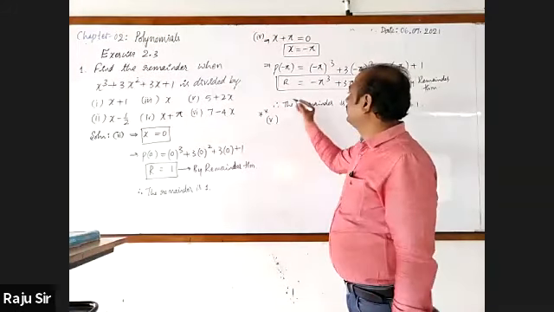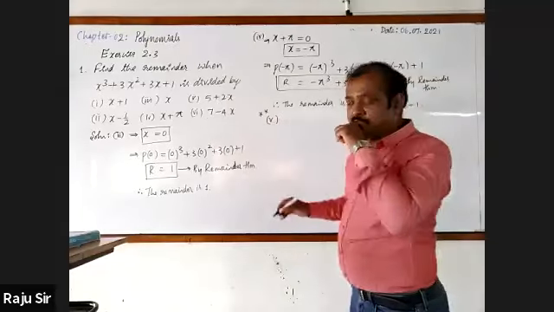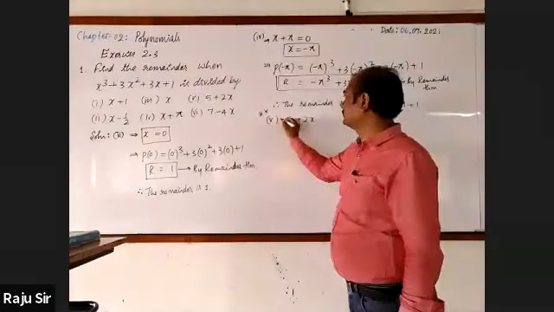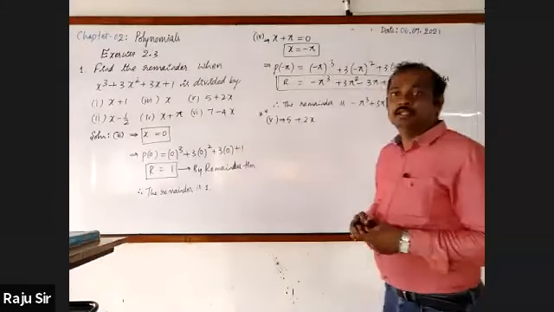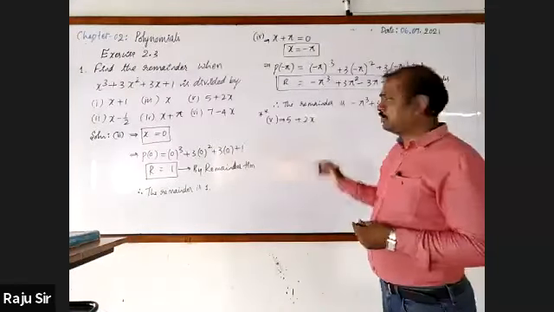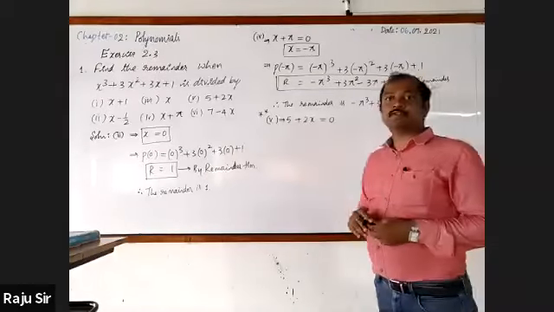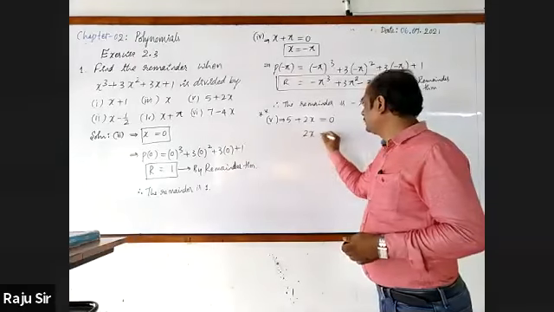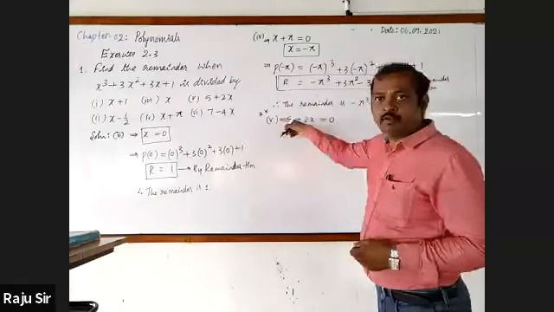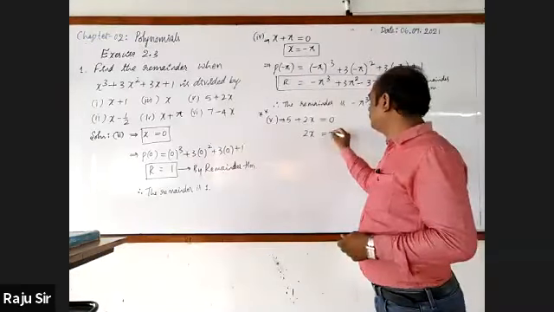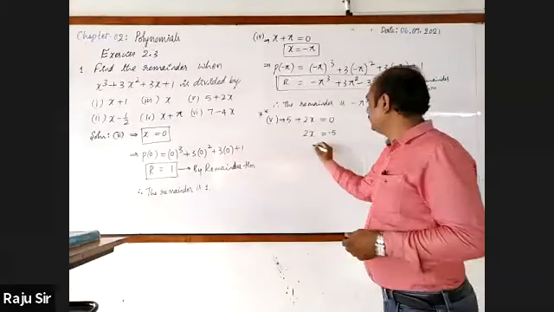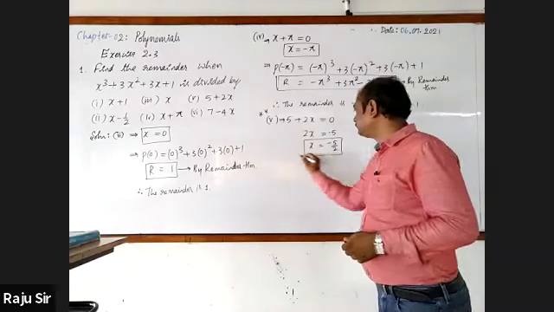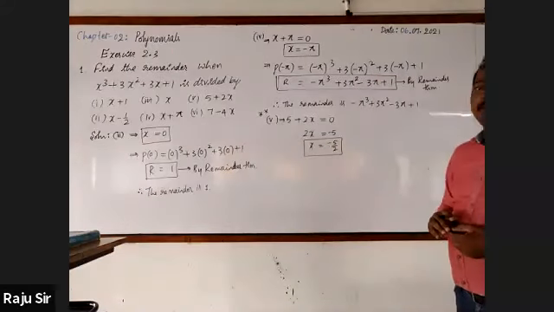Already tried. The fifth one is the divisor. It is 2x plus 5. We are going to find out the 0. Therefore, equate this to 0. We want x value. Write 2x as it is. Now transfer 5 to the right hand side. It becomes minus 5. Then x is equal to minus 5 by 2. This is the 0 of the given polynomial.